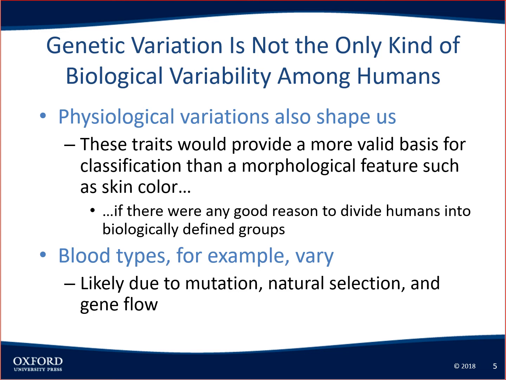Blood types, for example, definitely vary, likely due to mutation, natural selection, and gene flow. However, we know that there are only three major blood types: O, A, and B. You do have the AB, but the three are O, A, and B. And how those interact together differs and is part of the gene flow process as to who gets what.